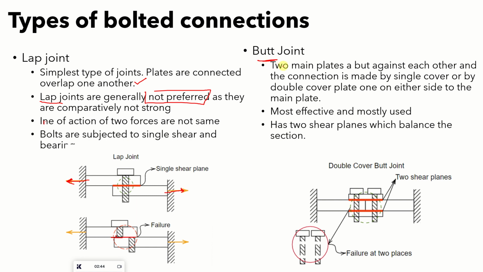If you talk about the butt joint, there are also two shear planes, two cuts, but in a kind of balancing way. It has two shear planes which balance the section. The two main plates butt against each other. This is what we discussed while seeing the diagram. It is the most effective and mostly used.